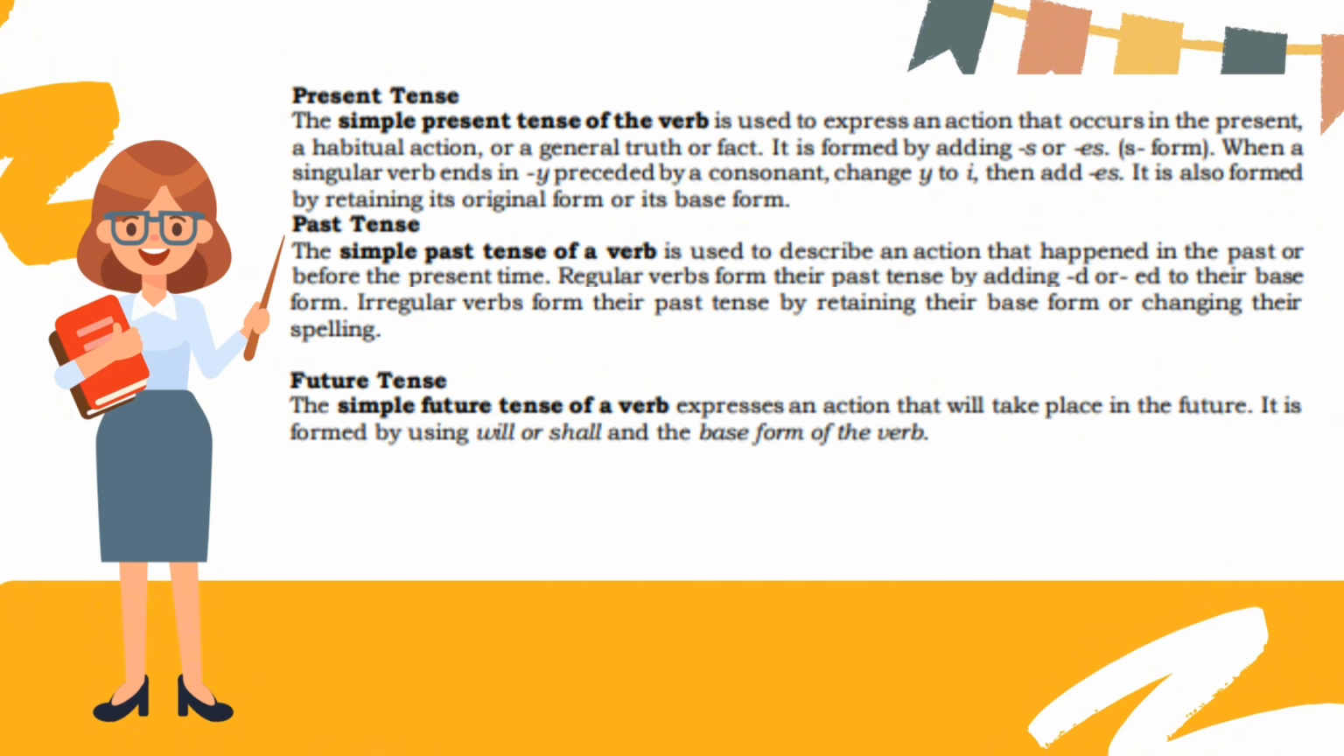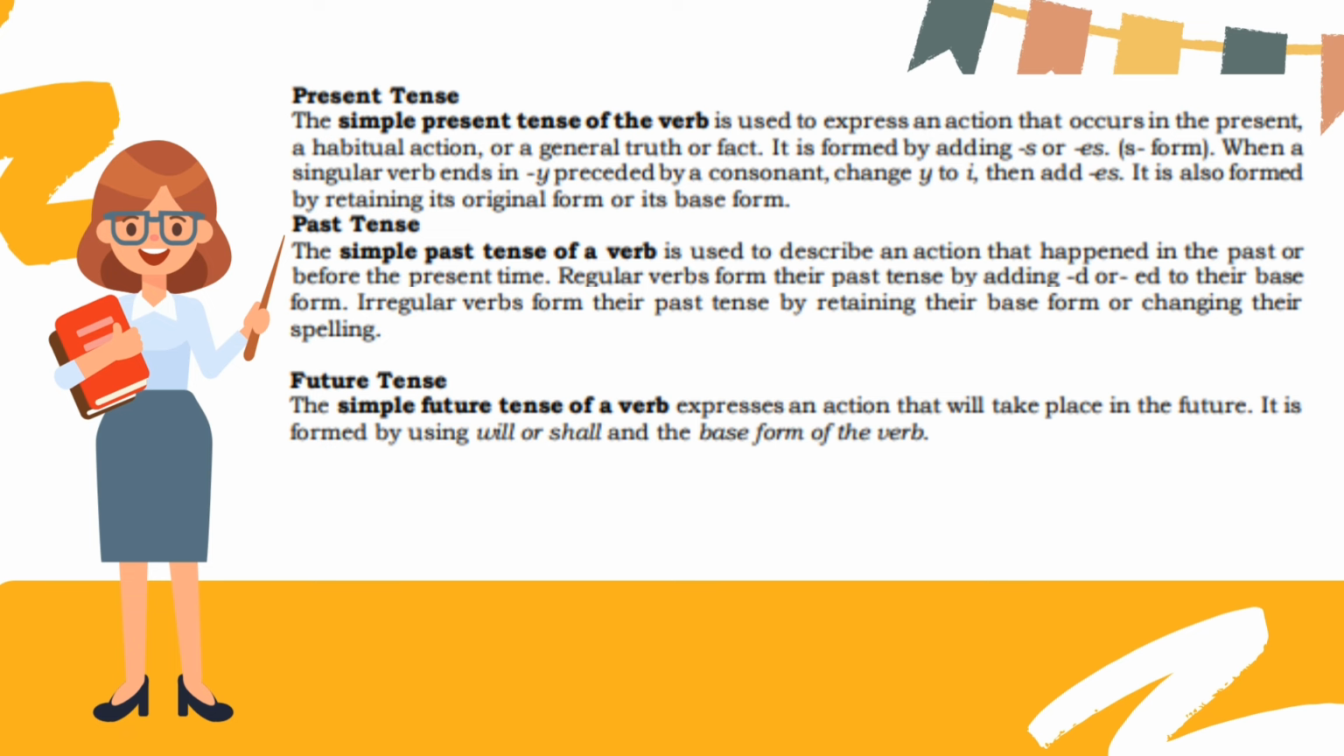Now, for the past tense, the simple past tense of the verb is used to describe an action that happened in the past or before the present time. Regular verbs form their past tense by adding d or ed to their base form. Irregular verbs form their past tense by retaining their base form or changing their spelling. For example, land, landed, stay, stayed, learn, learned. So they form their past form by adding d or ed to the base form.